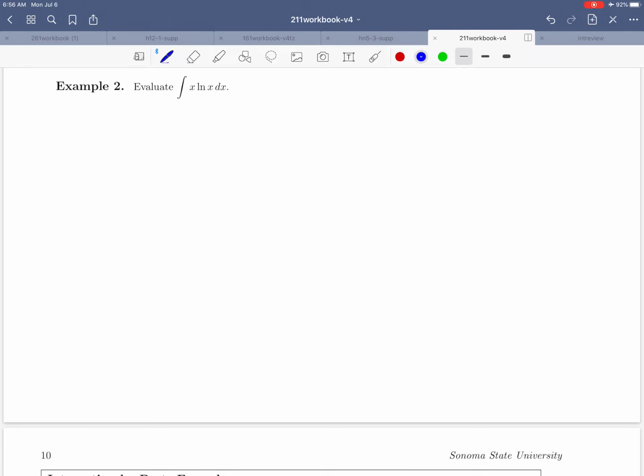Hello everybody and welcome to example 2. We're still looking at page 9 in the workbook here. And this is going to be our second example of doing an integral using the technique of integration by parts. Okay, so I'd like to start off by approaching this very similarly to what we did in example 1.